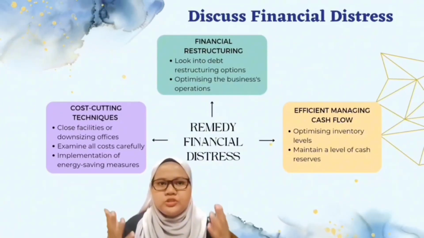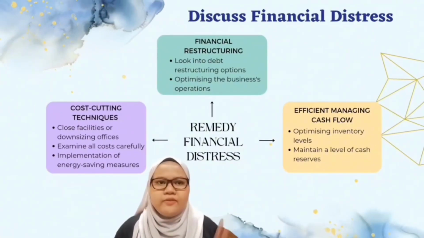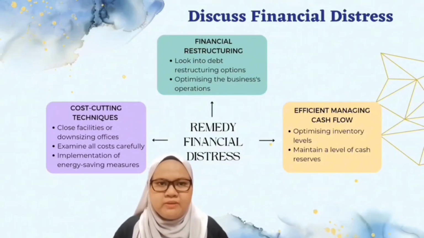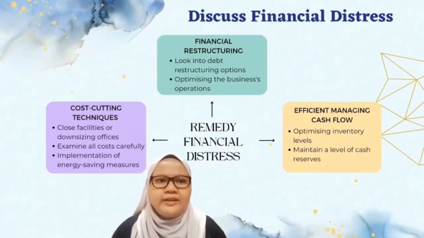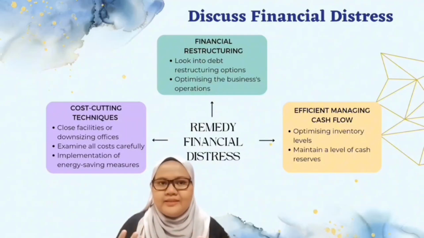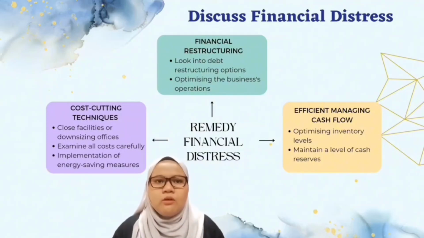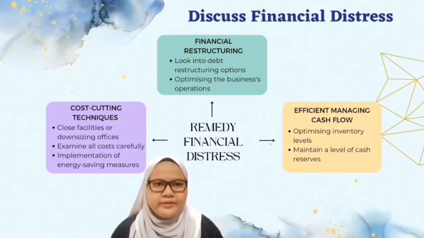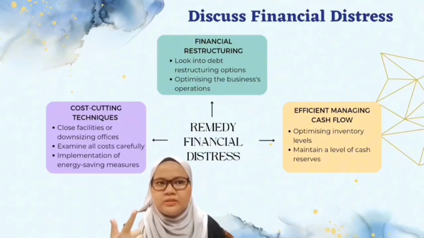To remedy financial distress, a company can consider several strategies and actions. Firstly, companies have the ability to minimize their costs by identifying and eliminating unnecessary costs by implementing several cost-cutting techniques. A company may close facilities or downsize offices that are not always used to reduce rental and operational costs. Other than that, it is recommended to examine all costs carefully to identify areas where reductions can be made. This includes both fixed and variable costs.